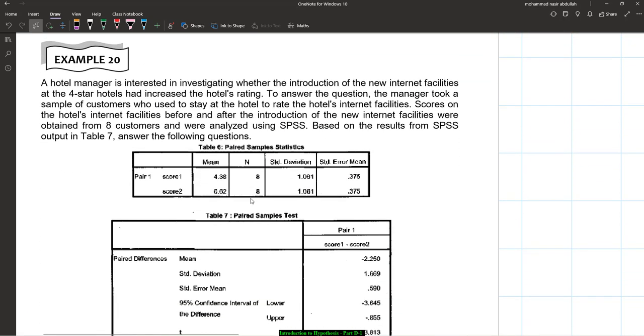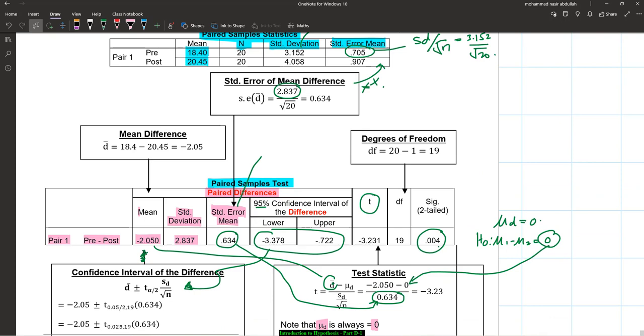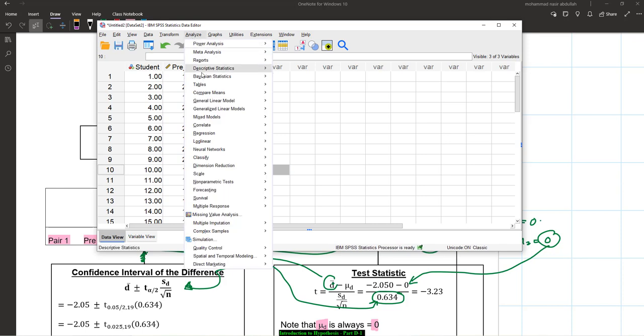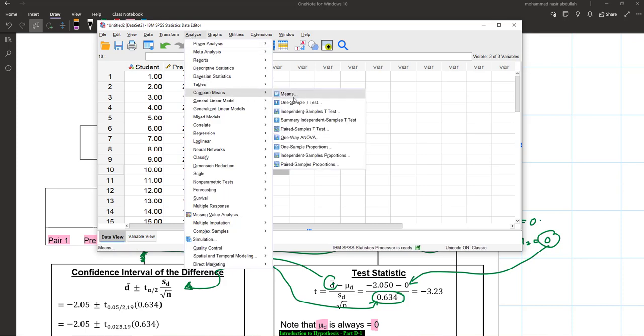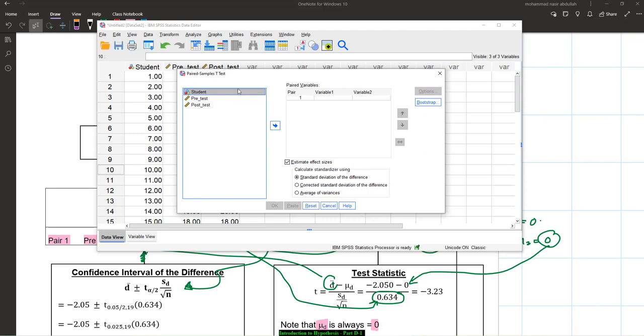Now let's look at example number 20. Before we go further, let me show you how to key in or get this output from SPSS. Let's say I already have the data in SPSS. I need to go to Analyze, click on Compare Means, and then click on Paired-Samples T Test. You will get this dialog box. On the left-hand side are all the variables in the data set. On the right-hand side are the variables to be analyzed.